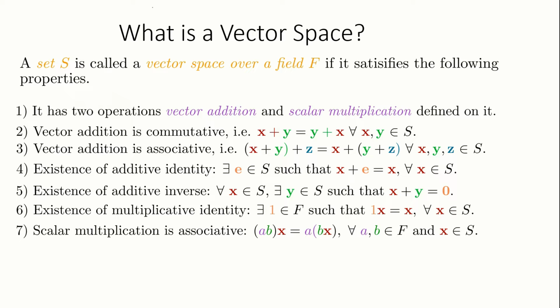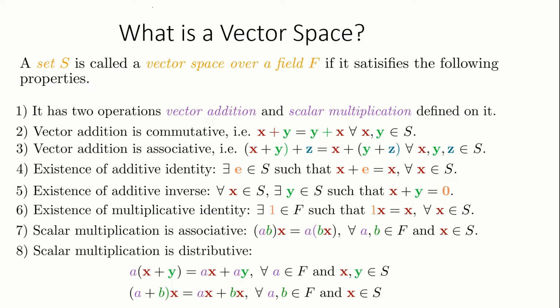Seventh condition is that scalar multiplication should be associative. If we have two scalars and a vector, multiplication of the scalars with the vector in these two orders should be equal. Eighth condition requires that multiplication should be distributive over addition. If we have a scalar a and two vectors x and y, multiplying the scalar with the addition of x and y should be equal to the addition of ax and ay. And if we have two scalars a, b and one vector, the multiplication of a plus b with x should be equal to the addition of ax and bx.